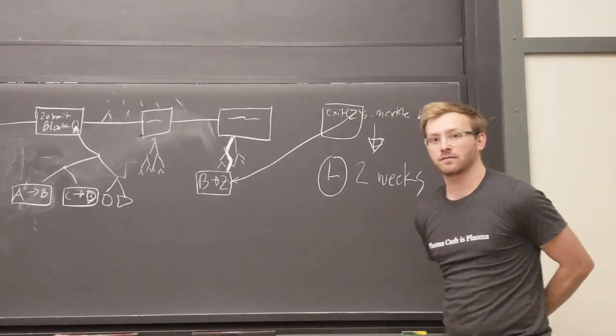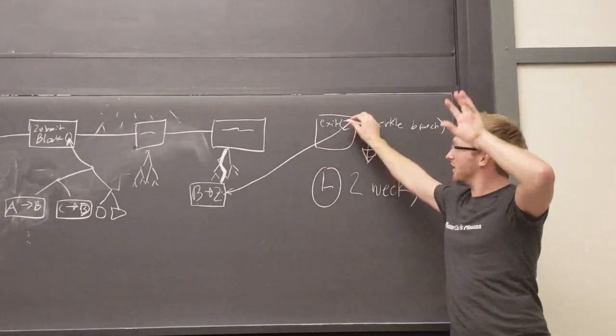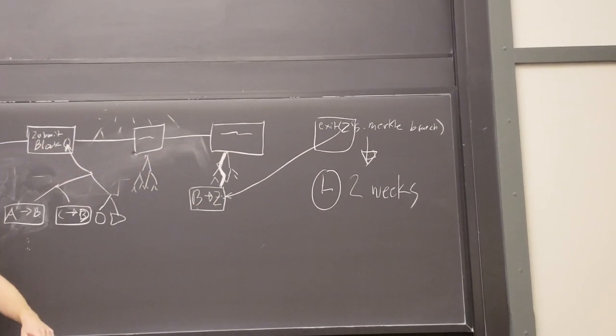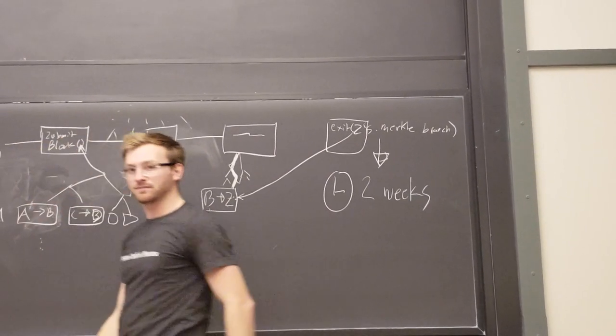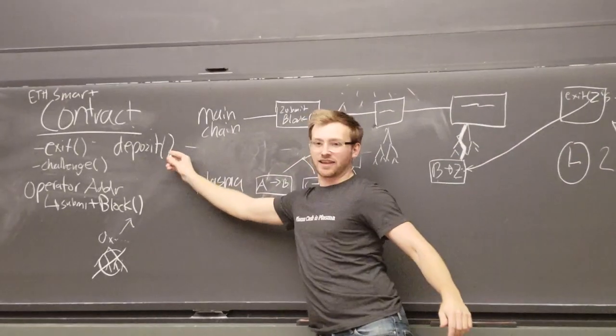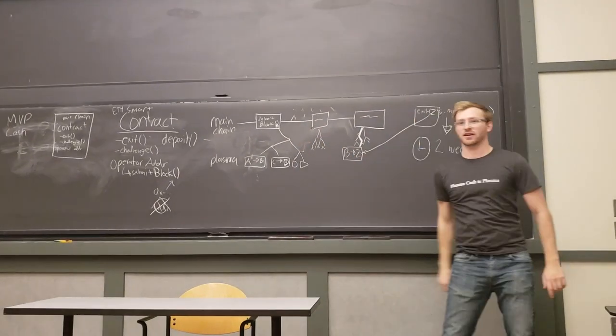Exit is called on the Ethereum chain? Yes, exit is called on the main Ethereum chain up here. It is called in the contract on the Ethereum main chain itself. So presumably at the start, deposit is also called on the main chain. That's right, and I should have added that earlier on. But both deposit and exit are done on the main chain.